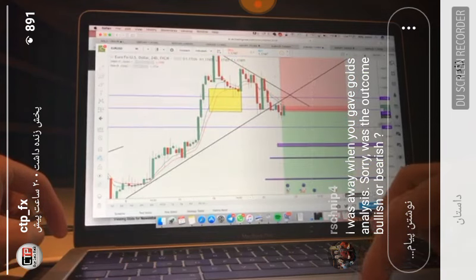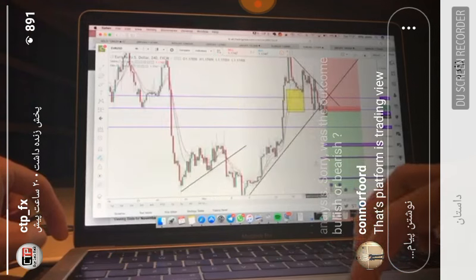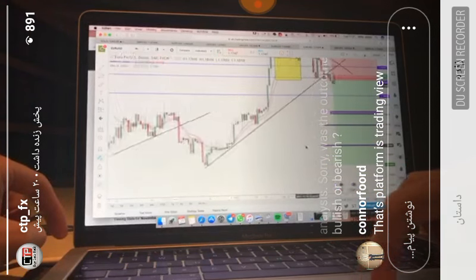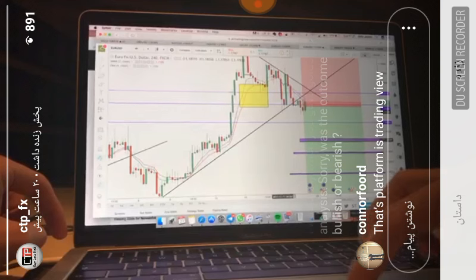So these little purple areas down here are our take profit levels and key areas. Again, all our clients will know what these are.